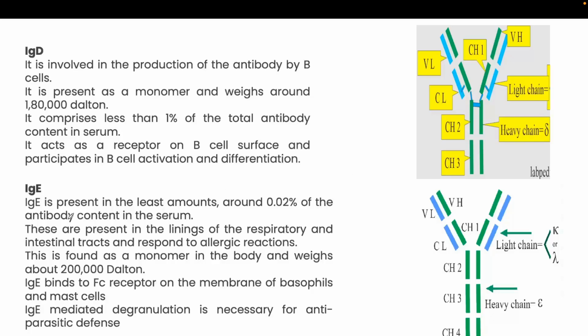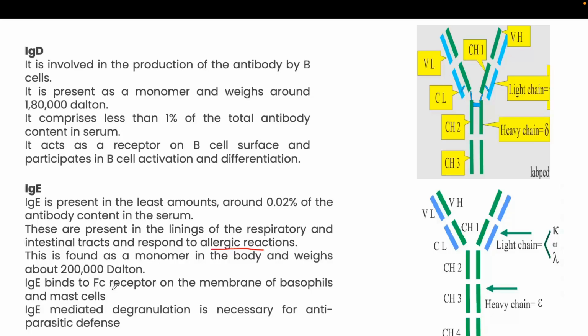Then you have IgE. IgE is present in the least amount, around 0.02% of the antibody content in the serum. It is present in the lining of the respiratory and intestinal tract and responds to allergic reactions. You have to remember that it is responsible for the allergic reaction, and it is found as a monomer in the body, weighing around 2 lakh Dalton.